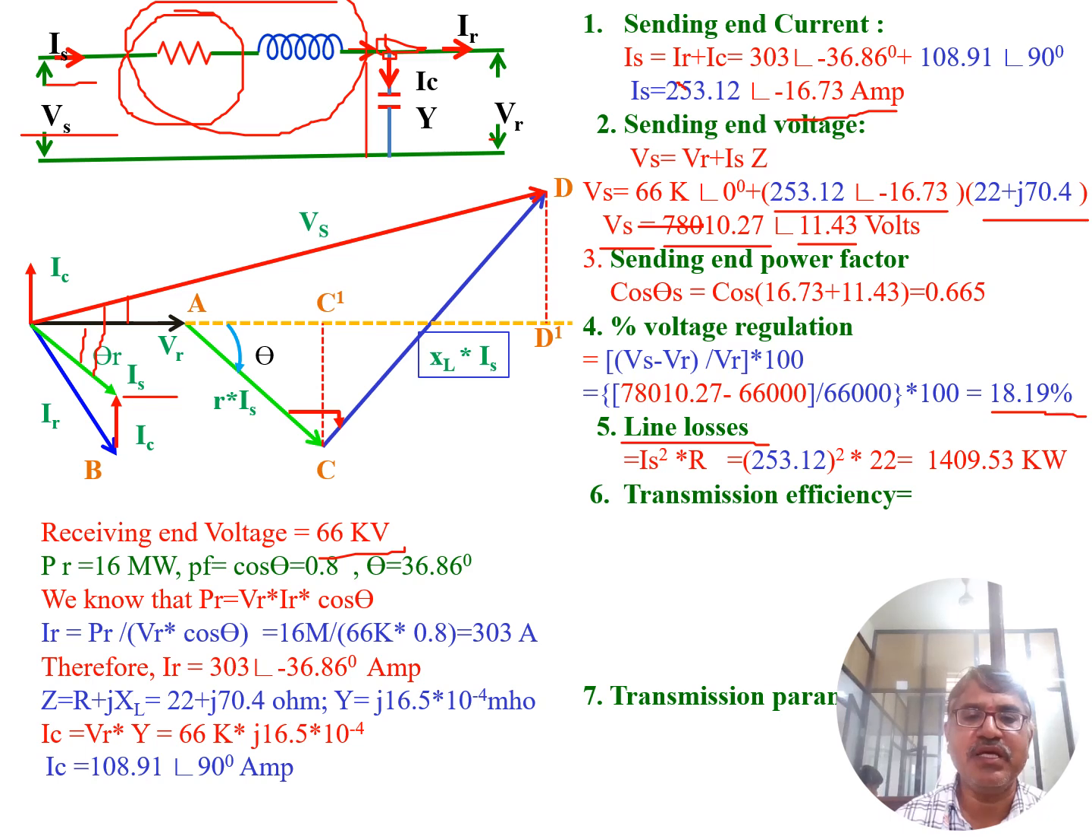ఇది ఫార్ములా మనకి, that is Is square into R. Just substitute the Is and R values in this formula. Now it is calculated as like this. Next one is the transmission efficiency.